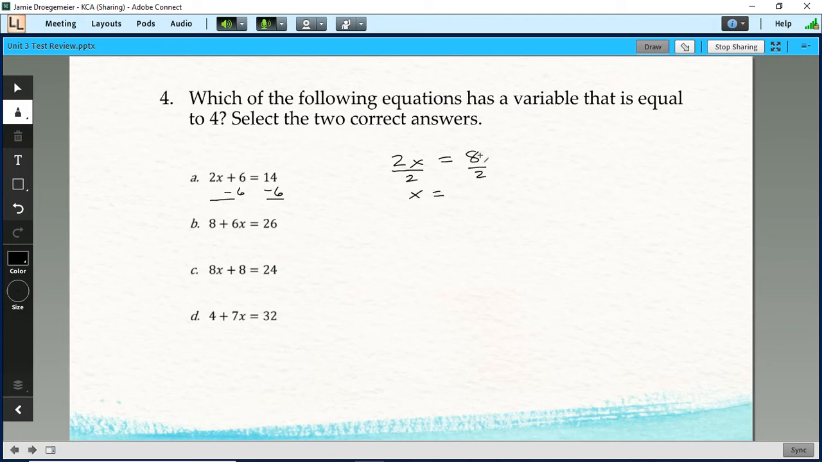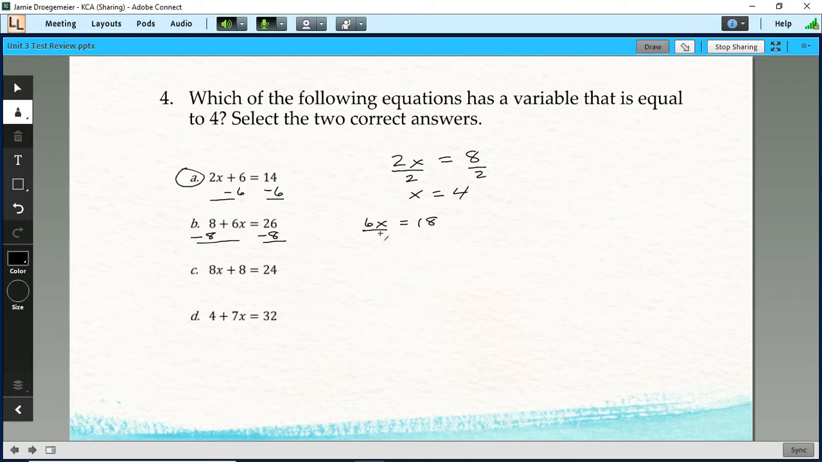2x divided by 2 is x, and 8 divided by 2 then is 4. So A would be one equation that has x equals 4. In our second equation here, that 6x, we're adding 8 to it. We would want to subtract 8, undo that addition to isolate our variable. Would leave me with 6x equals 26 minus 8 is 18.